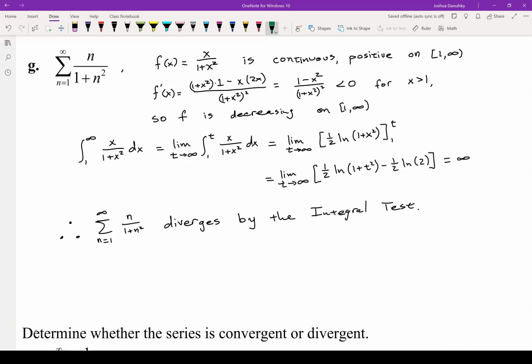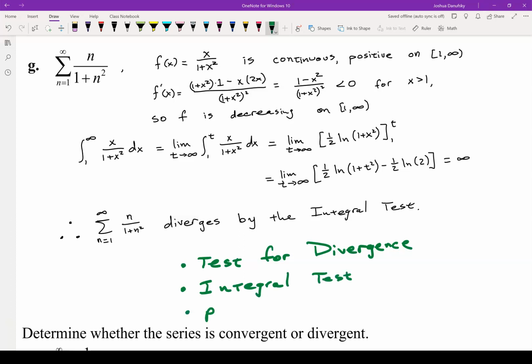So as you proceed with the rest of the problems on this worksheet, realize that every problem will utilize either the test for divergence, the integral test, or you'll have just a simple p-series.